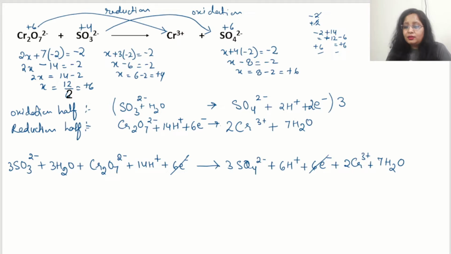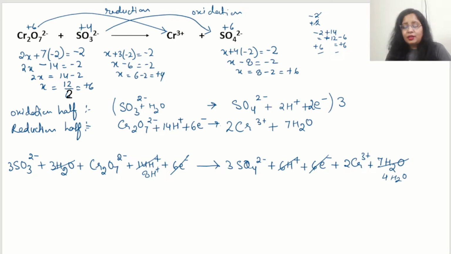Then come up to the H plus ions. 14 on the left hand side, 6 on the right hand side. This will be cancelled and this will be left over. How much? 14 minus 6, 8 H plus is left here. Now water on both the sides. This 3 will be cancelled by the 7 and left will be 4 H2O. 7 minus 3, 4.